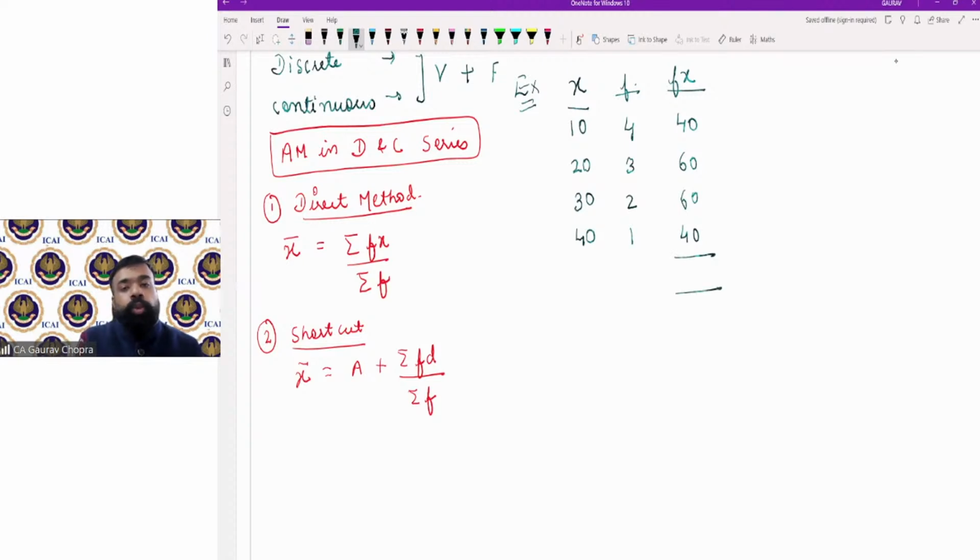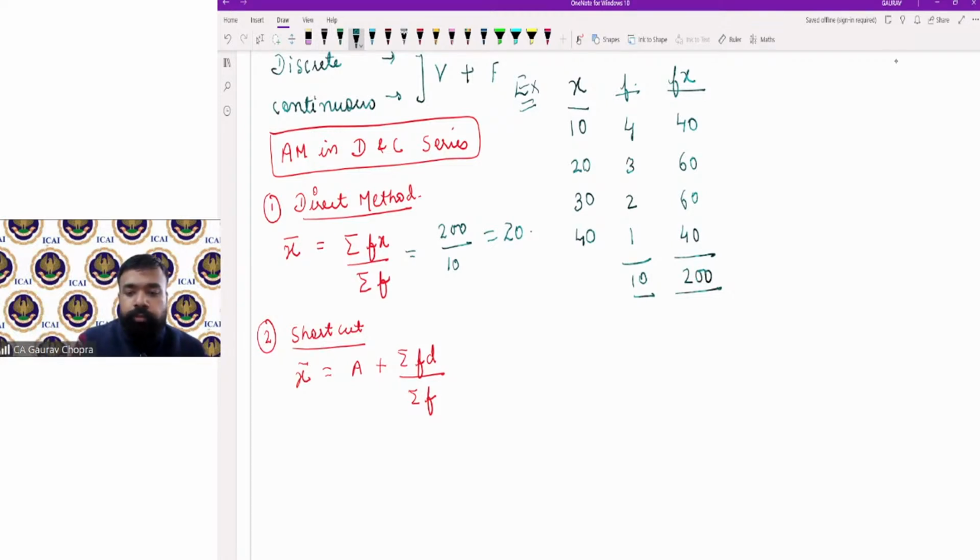So what will be the total? Total is 200. Now, apply this in the formula. 200 divided by sigma f, the total of f. It is 10. Therefore, average is 20. So x bar is equal to 20. In this way, we can calculate arithmetic mean in discrete series.